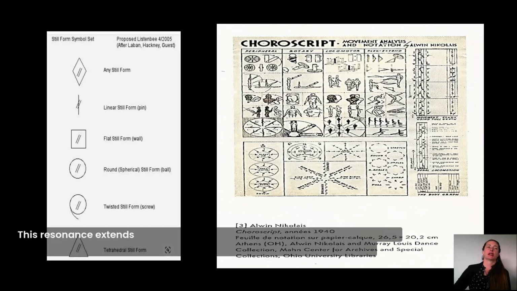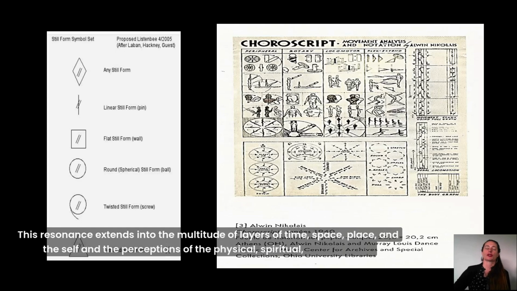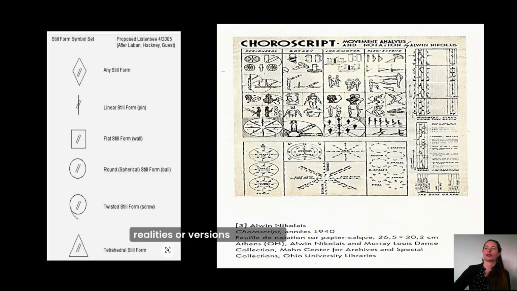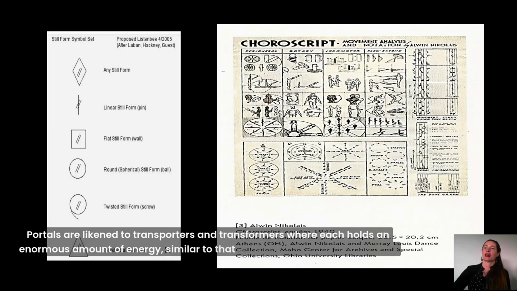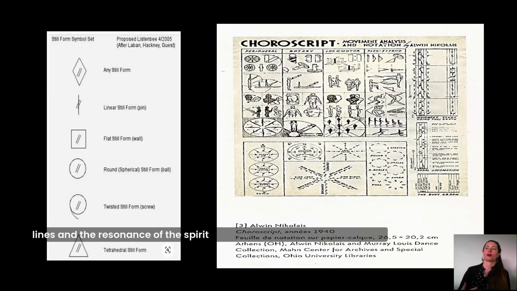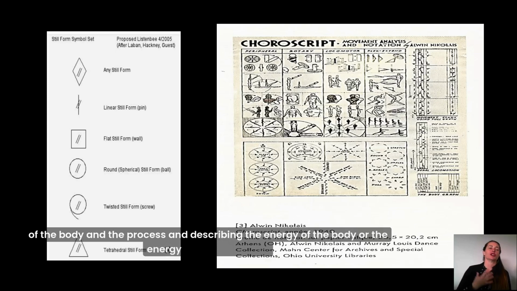This resonance extends into the multitude of layers of time, space, place, and the self, and the perceptions of physical, spiritual, and alternate realities or versions of oneself. Portals are likened to transporters and transformers, where each holds an enormous amount of energy, similar to that of our chakra points or meridian lines, and the resonance of the spirit and the energy in the land, and the mapping of the body and the process, and describing the energy of the body or the energy of the landscape.